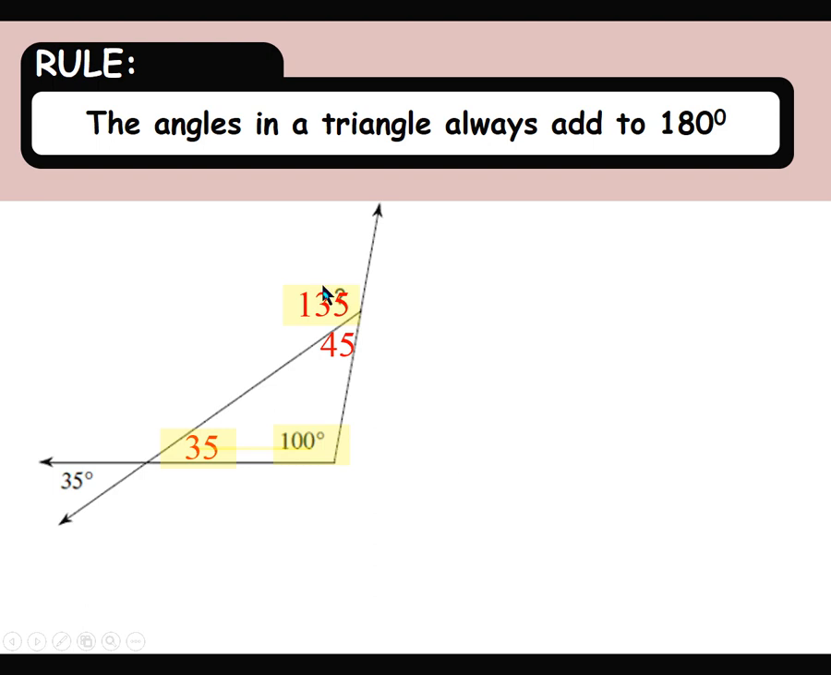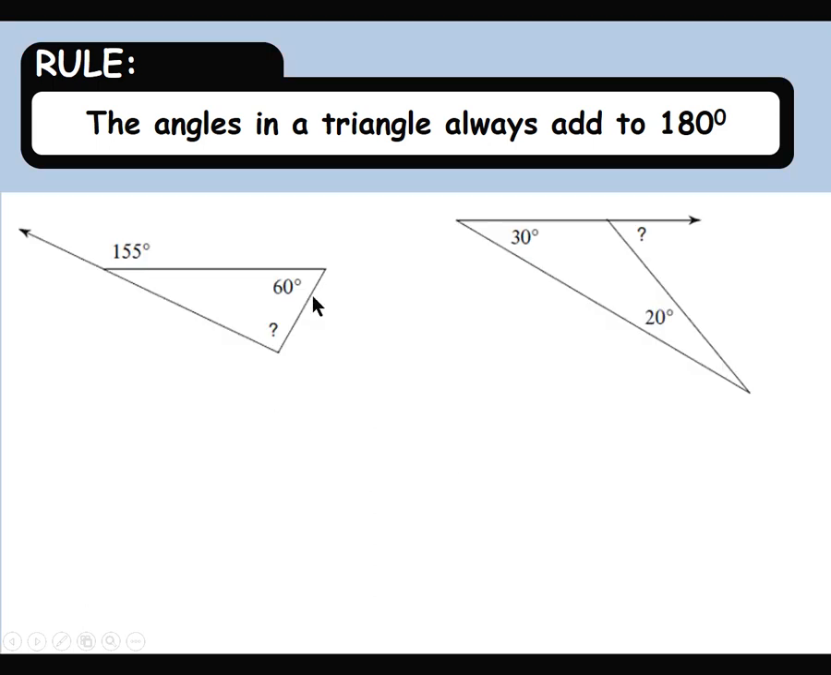All right, so we can try that in this problem as well. In this problem on the left, we know one angle inside the triangle, but we can find this one because these two are making a straight line. So take a second and find this angle first. Well, these two are making a straight line, so they add to 180. 180 minus 155 is going to be 25.